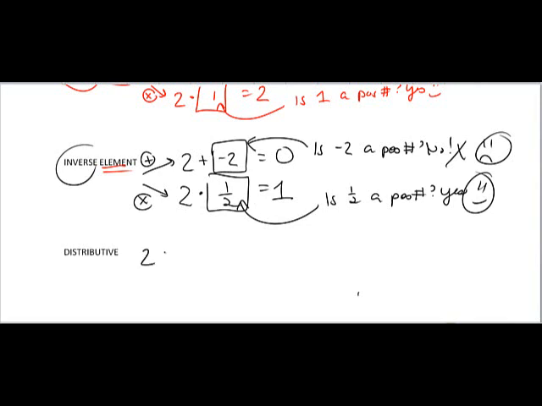And then last but not least, distributive. So we have 2 times the quantity 3 plus 4. Is that the same as 2 times 3 plus 2 times 4? Yes, it is. There we go. So we saw that no, it is not a field.